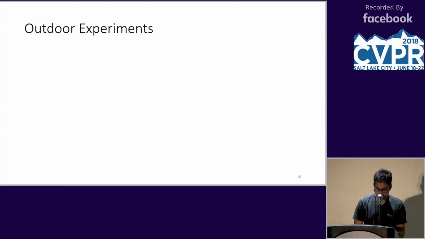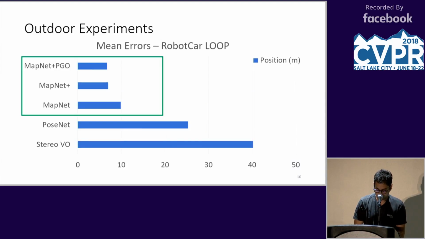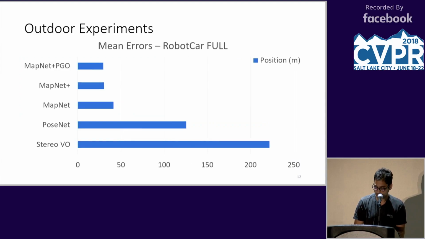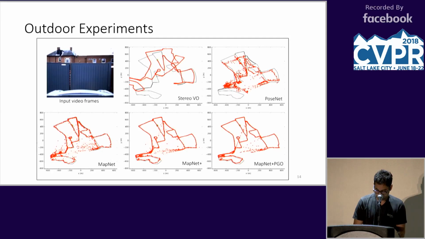We observe the same trend on outdoor data from the Oxford robot car dataset, also for the small loop sequence and the large 10-kilometer full sequence. Here are some results on the Oxford robot car dataset.